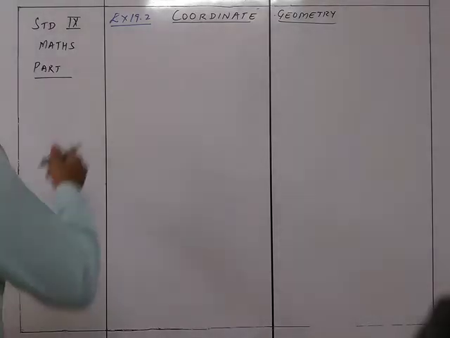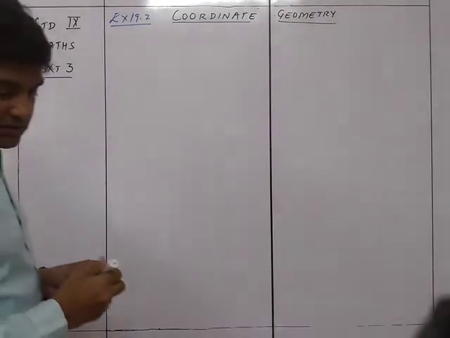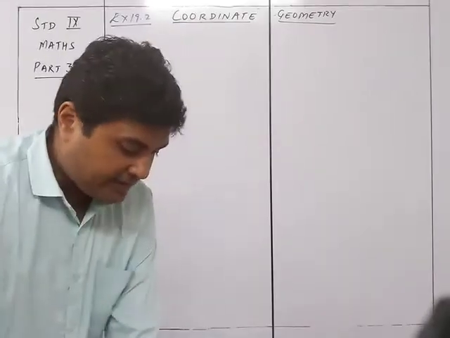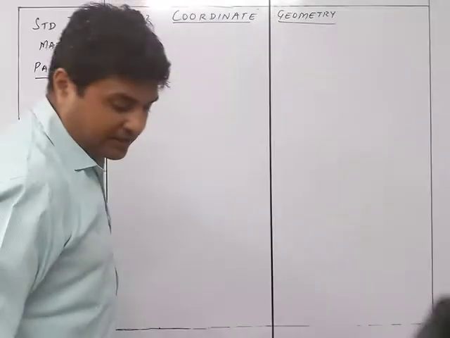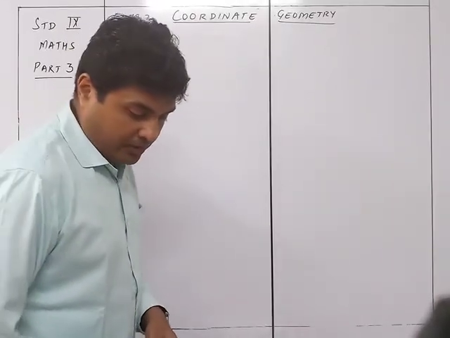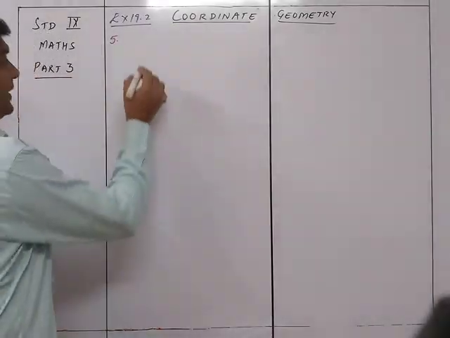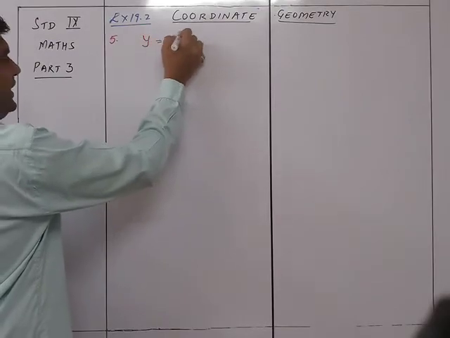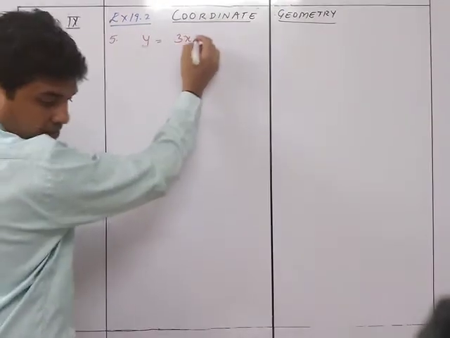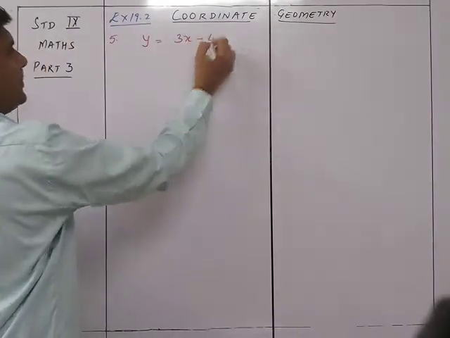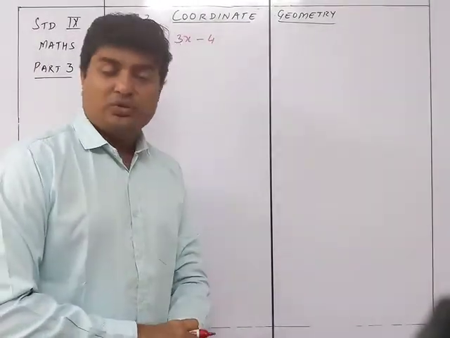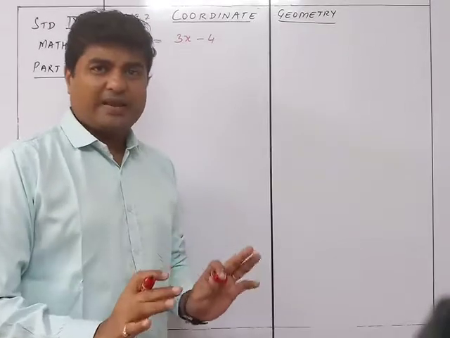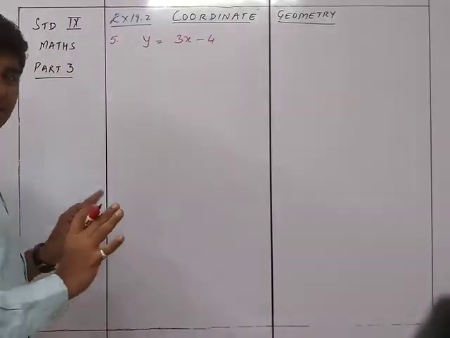So we now continue with sum number 5. In sum number 5 of exercise 19.2, we have got over here that it's already given the value as y is equals to 3x minus 4. Now because it is 3x minus 4 and there are certain values but we have to find them graphically, so first we are just going to use this as a normal equation.